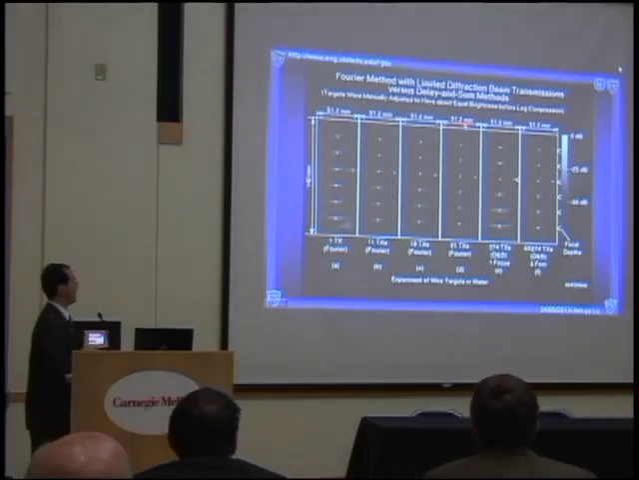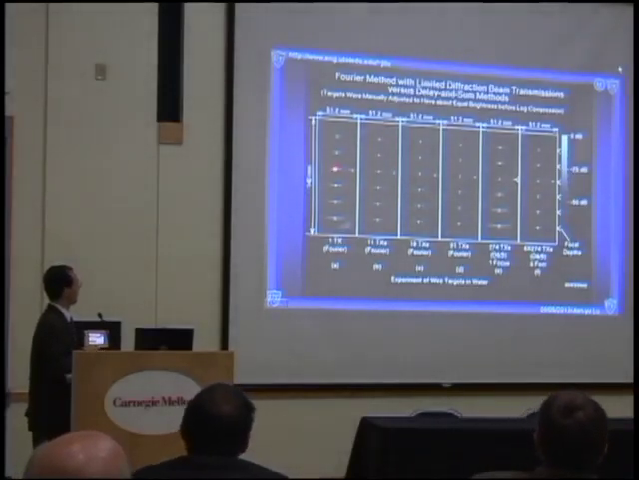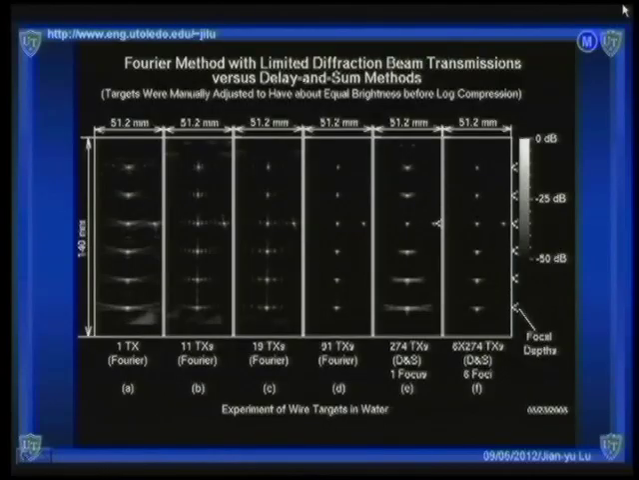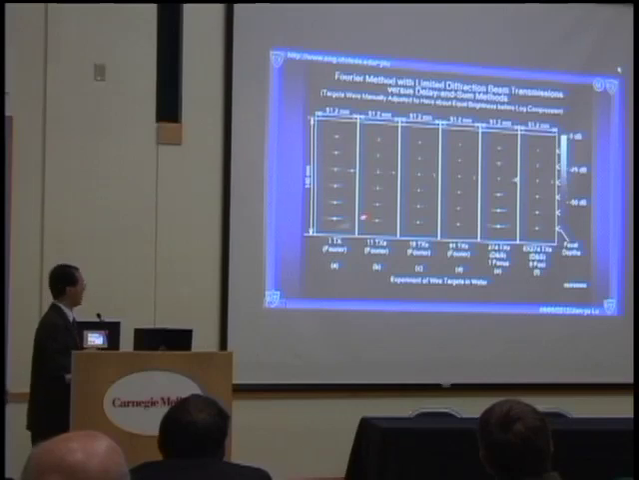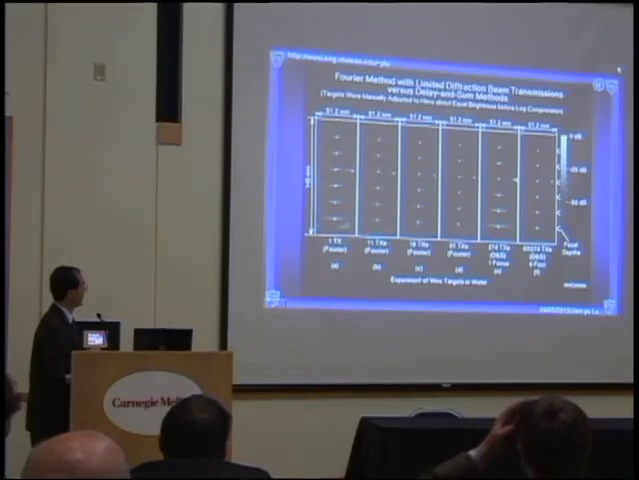So let's see some of the results. We put a few wires, say here 7 wires, 1, 2, 3, 4, 5, 6, 7, in water, and use the transducer and the system which I just showed you to make images. And then we do the comparison. If we use one plane wave to transmit and then use Fourier reconstruction, we get these images. If we use 11 transmissions, we get this image. Use 19, get this image. Use 91, we get these images.